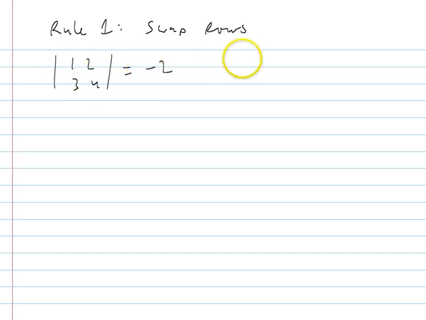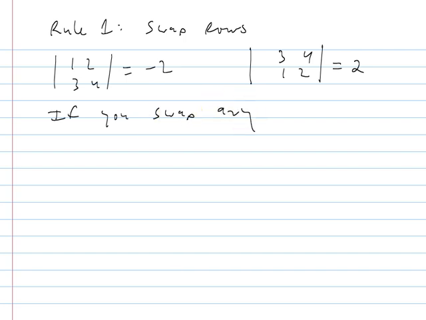So for the first rule, rule 1, what happens to the value of the determinant if you swap rows? We saw this in the warm-up where this equaled negative 2, but if we swap the 2 rows, 3, 4, 1, 2, after swapping the rows and recalculating the determinant, we get positive 2. And this is going to be a rule. If you swap any 2 rows, the determinant is negated.